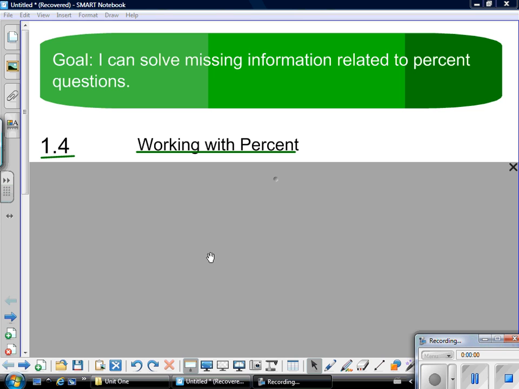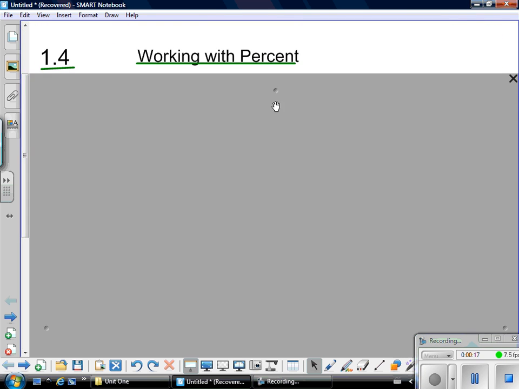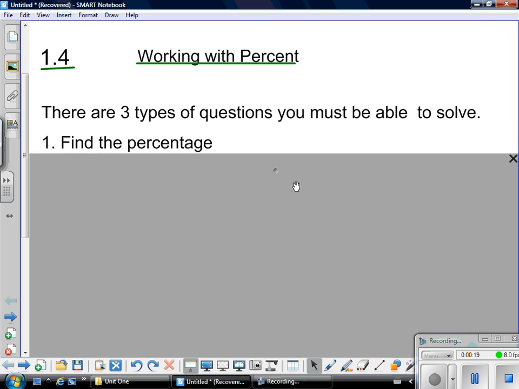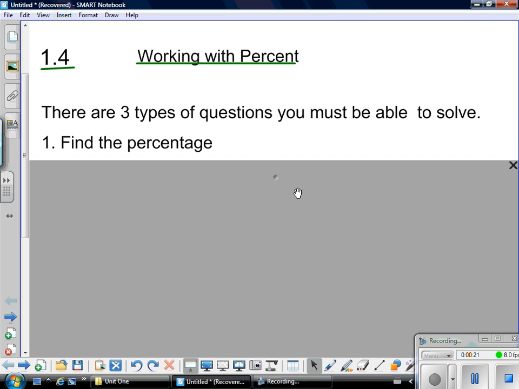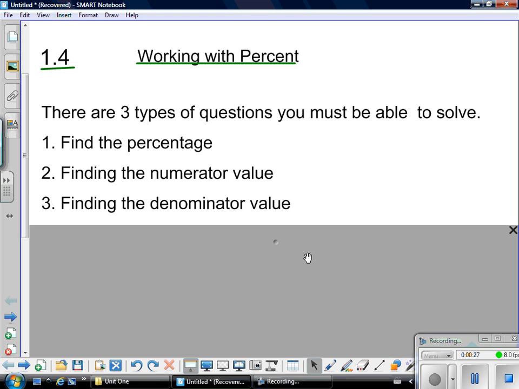So today what we're going to do is focus on converting, namely working with percent. Our goal today is: I can solve missing information related to percent questions. Now there are three types of questions that you're going to have to be able to do. One is to find the percentage of a number, find the numerator value, and finally find the denominator value.